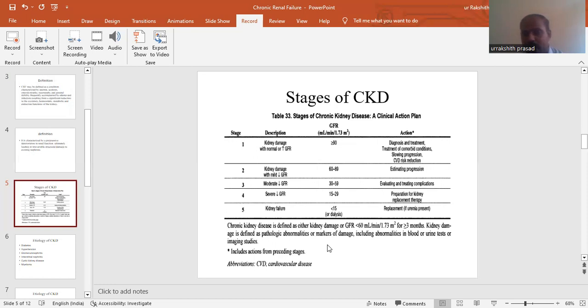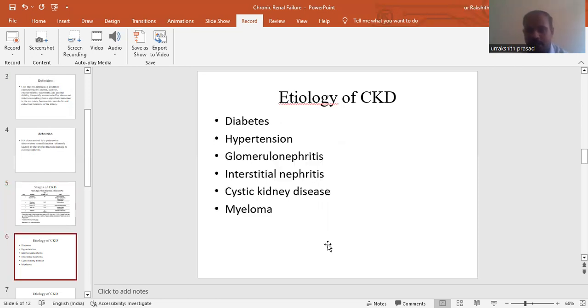In stage 5, we call it end-stage renal disease, where the patient should undergo dialysis. That means the doctors are going to recommend dialysis. We call that stage 5, or end-stage renal disease. These are the different classifications of chronic kidney disease.